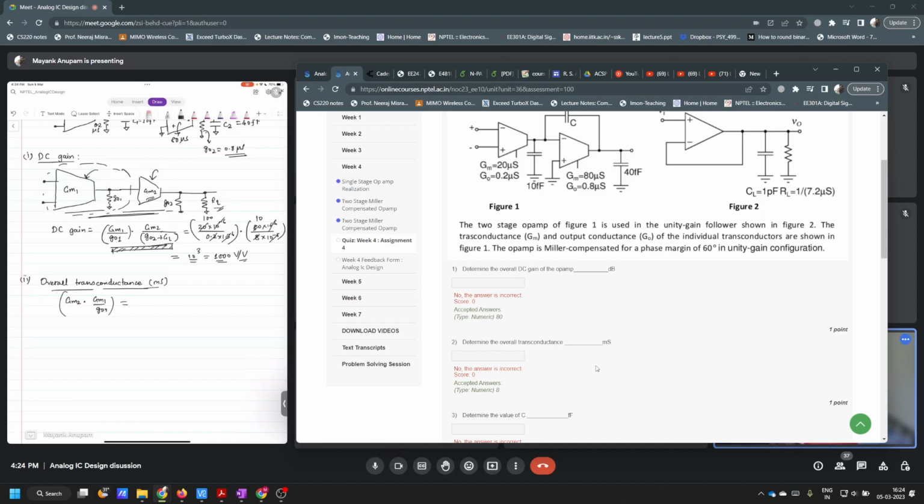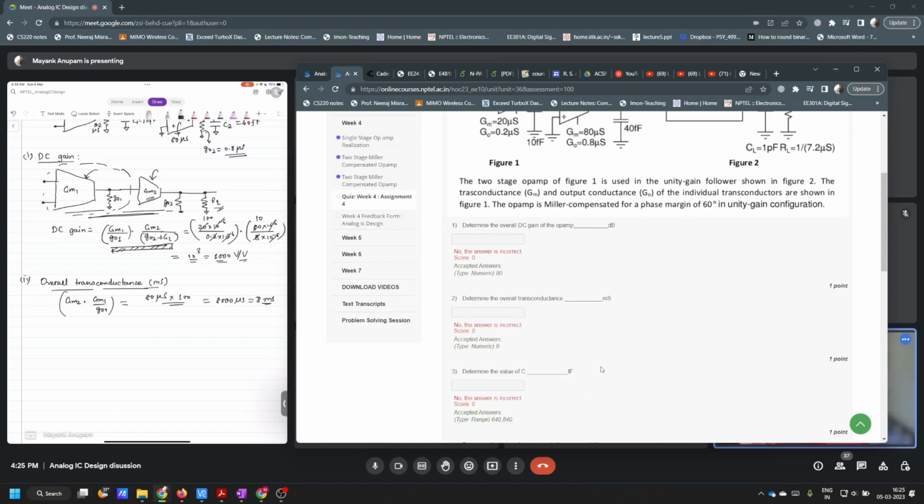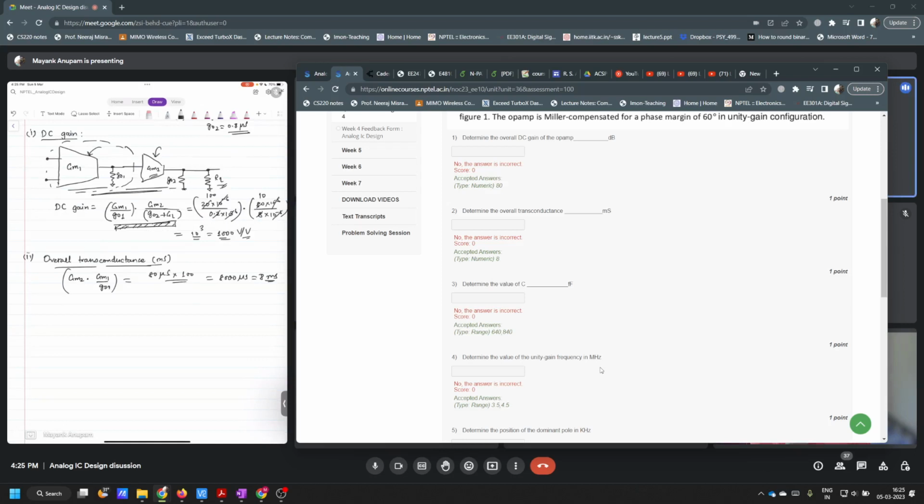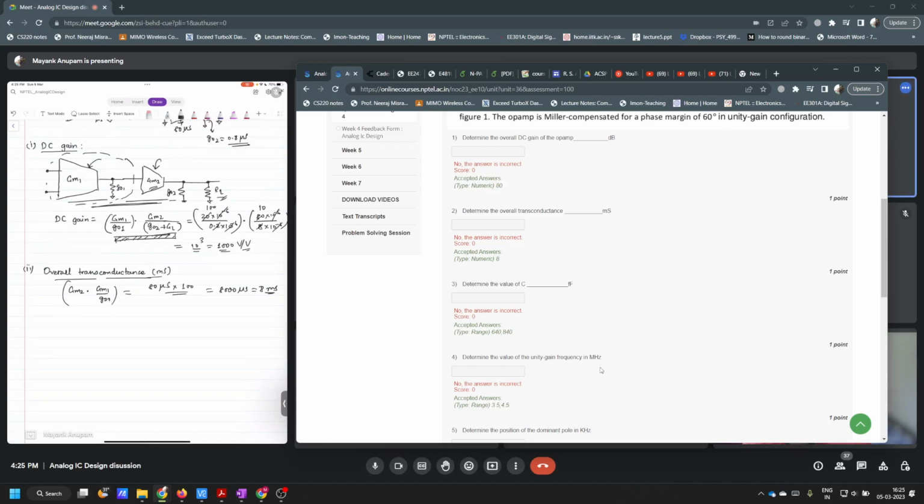Okay, and what is that? Let's see. This is 80 micro, into what is this? 100, right? And what will it be? 8000 micro, which is simply 8 millisiemens. So is that correct? Yes, 8 millisiemens. Sir, but can you please explain the logic behind it? I'm not able to understand the logic behind this.